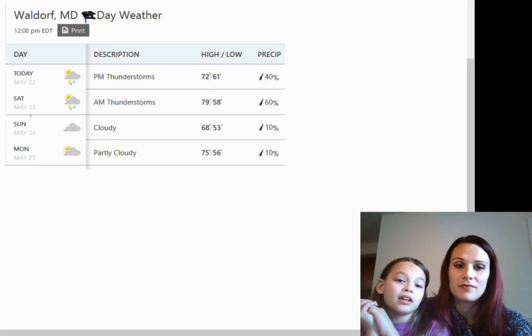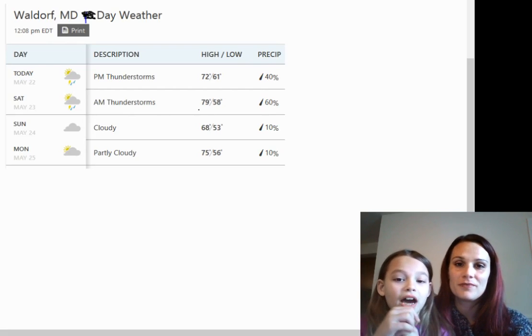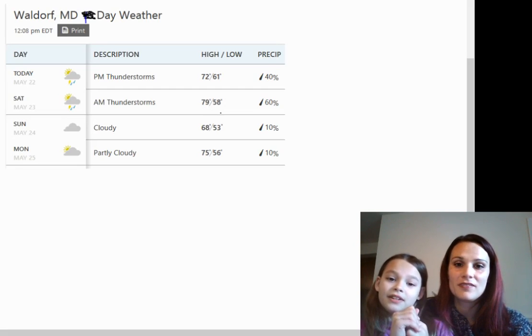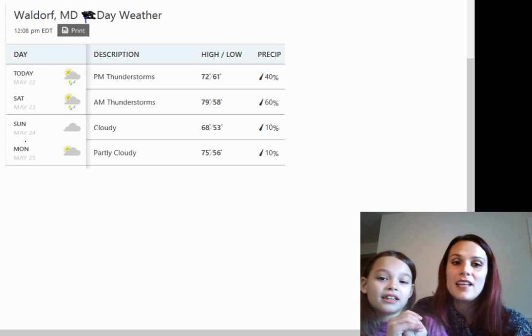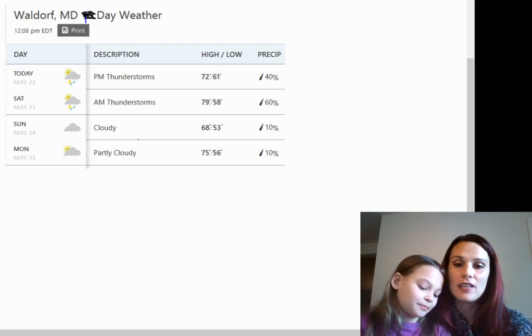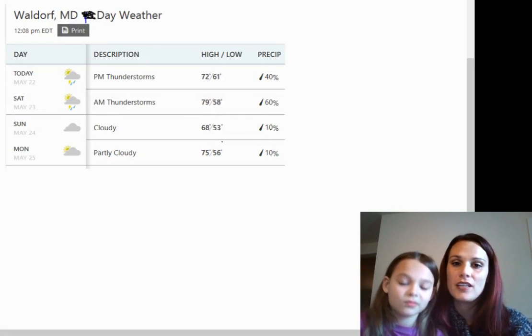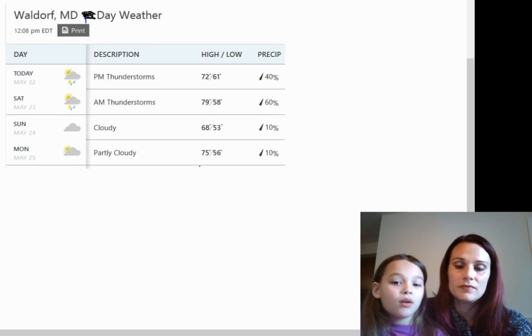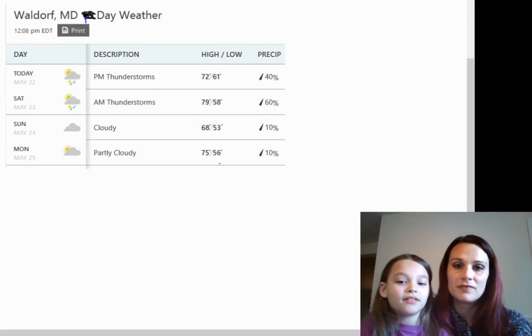Saturday, May 23rd, AM thunderstorms with a high of 79 and a low of 58. Sunday, which is May 24th, cloudy, high of 68 degrees, low of 53 degrees. Monday, May 25th, partly cloudy, 75 is the high and the low is 56. So there might be some rain throughout the next few days, but go out and enjoy the weather when you can.